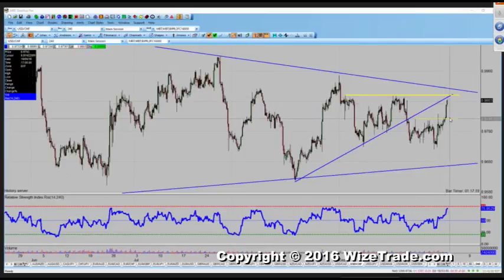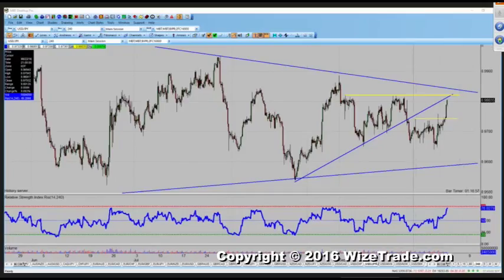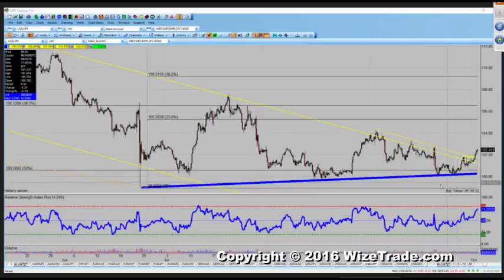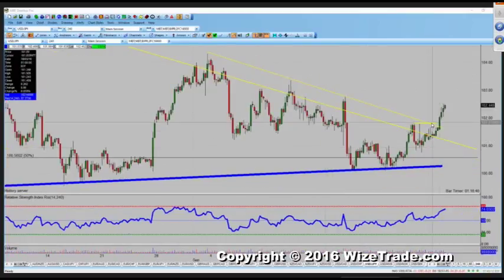Support will be strong on any move back down to 97.40. If you guys are looking for longs, 97.40. Okay, let's go over to the dollar yen. So the dollar yen is breaking higher. Now, the question is, how far are we going to go here?